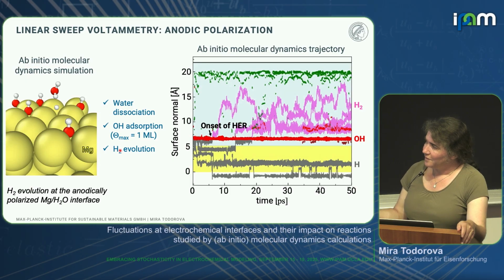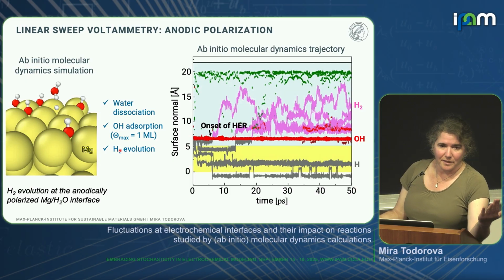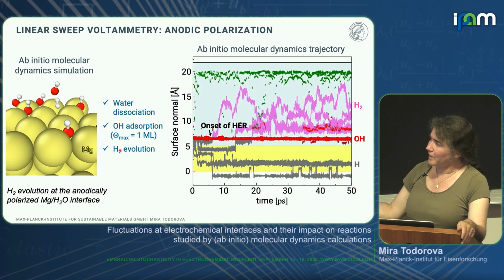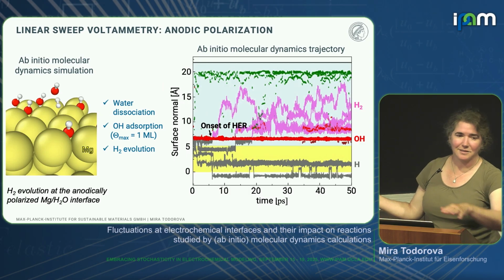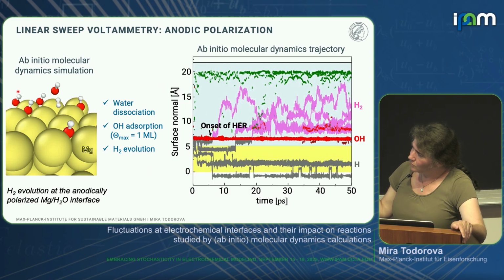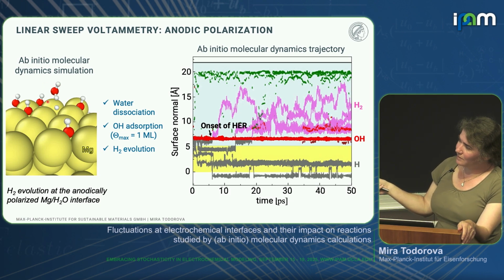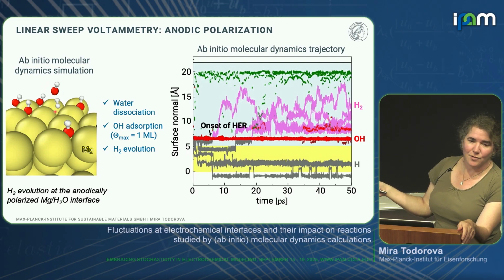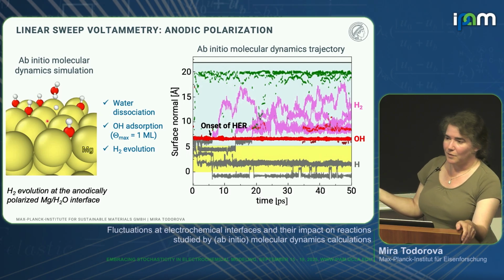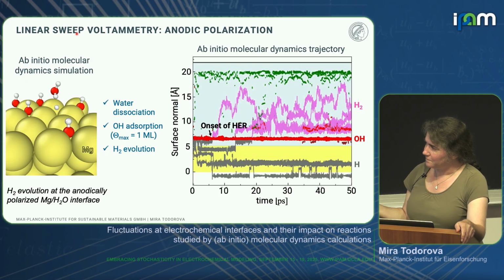Now, if we apply potential control and polarize our system anodically, meaning that we are electron deficient, we do see reactions. As you can see here, this plot has many more lines. All the water molecules that are not important are blended out, and we only show here the one water molecule which reacts with the hydrogen from the surface, and then there is a formation of an H2 molecule which eventually goes into solution. What we see is that initially we have, again, dissociation events.